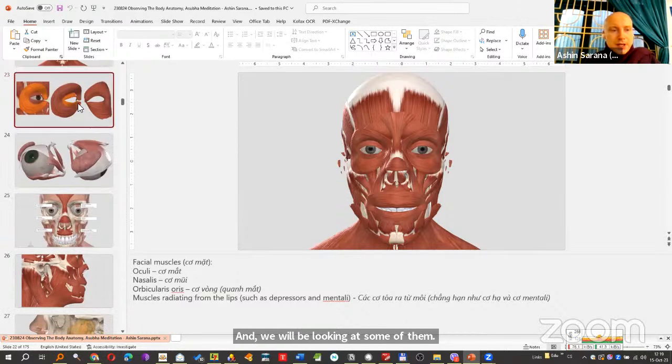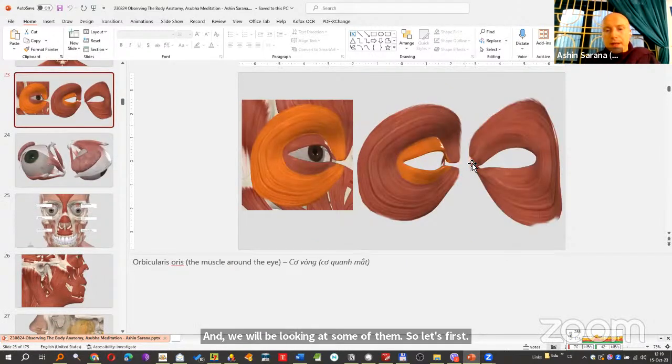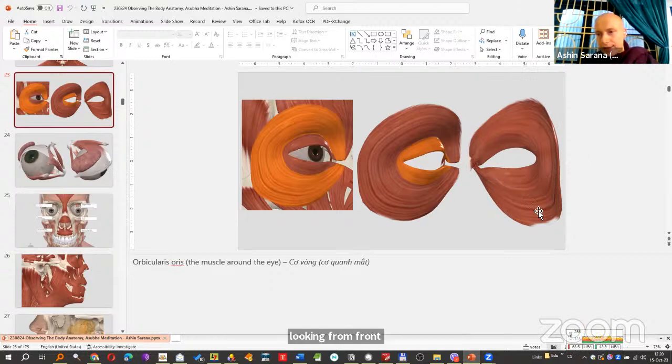So let's first look at the eyes. There is a muscle around the eyes. This one that you see on the left and in the middle, we are looking from the front. And the one to the right, we are looking from the back. Okay, this is from the back.